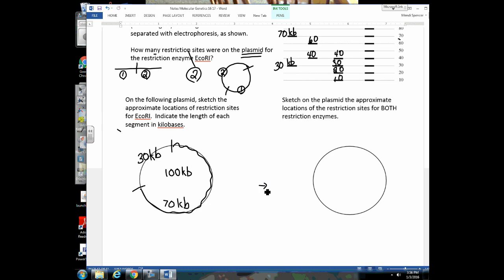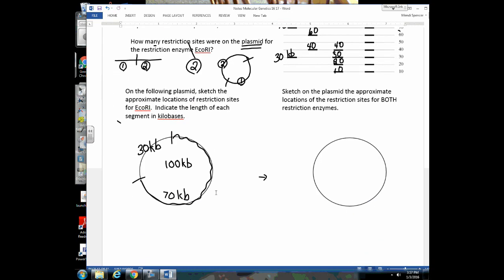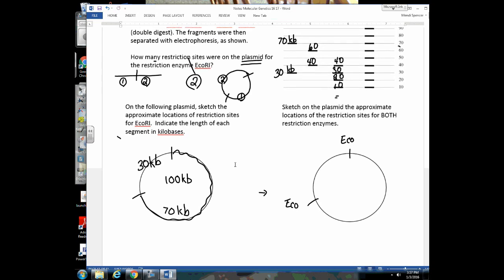On this plasmid, it wants us to put all the restriction sites, for EcoRI and for the other restriction enzyme, which is HindIII. So again, let's put our restriction sites on there for EcoRI. We determined they were there. Got to label them. I'm not going to put 70 and 30 on there because I'm going to cut with the other one, with HindIII. And going over here to this third column, we can see that when you cut with both of them, we're going to end up with 4 pieces.